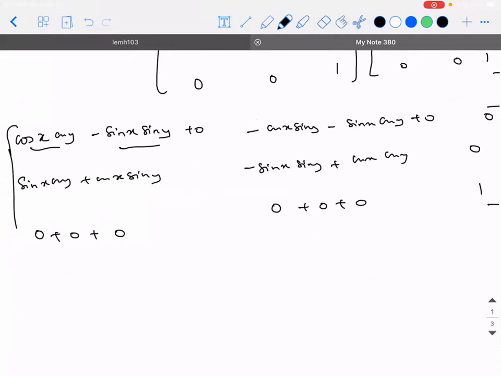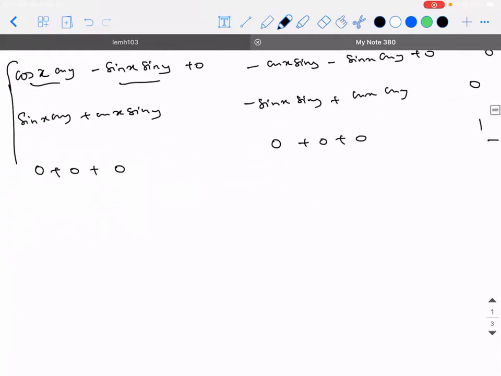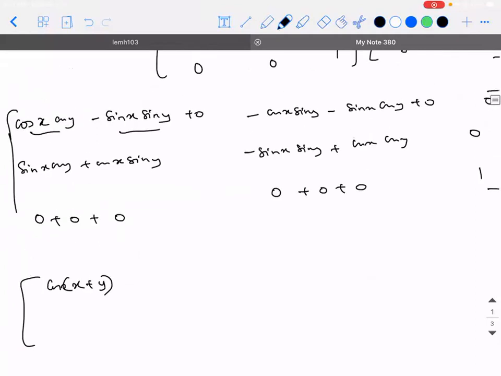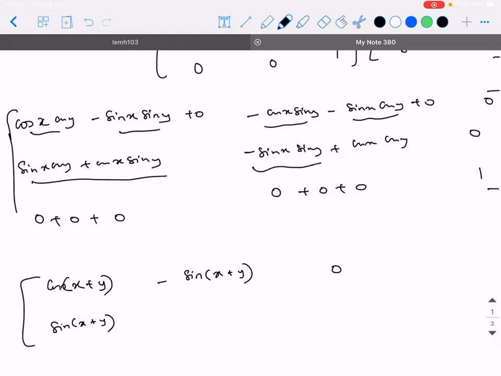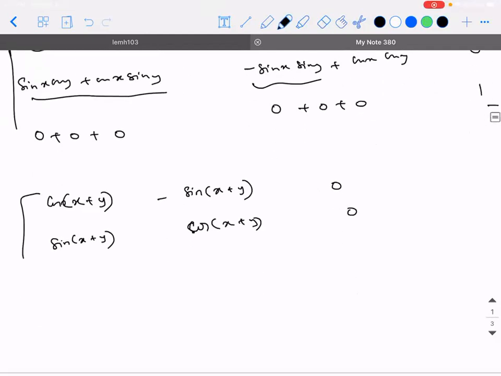So cos x cos y minus sin x sin y. What is it, guys? It is cos of x plus y. Minus cos x cos y minus sin x sin y. Is it not minus sin of x plus y? And the third element is 0. Sin x cos y plus cos x sin y. It is sin of x plus y. Cos x cos y minus sin x sin y is cos of x plus y. This will be 0. 0, 0, 1.